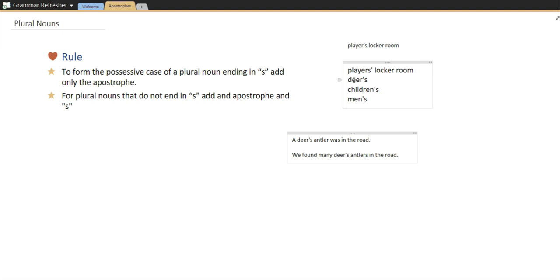When I make the word deer plural possessive, I still only add an apostrophe S, because the word deer is plural in its meaning without adding an S, just like children or men's. It is the context of how I use it in the sentence that helps the reader know if I mean more than one or just one. So here I have, we found many deer's antlers. So I've not only added plural to antler, but I've added the word many to help make my meaning clear.